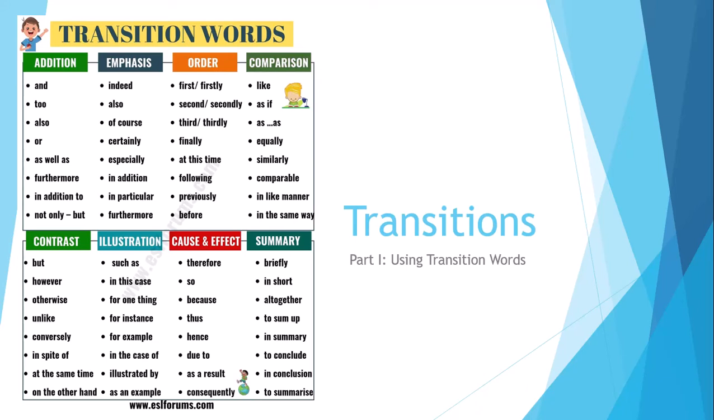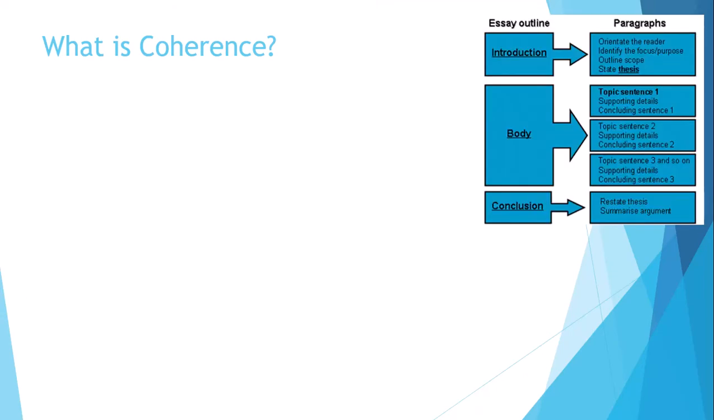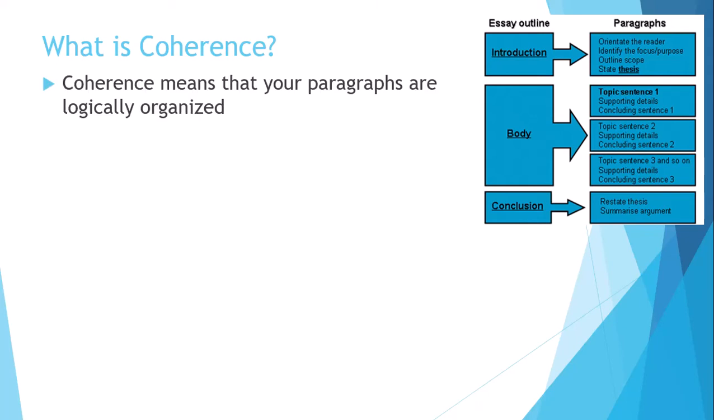So let's get started. What is coherence? Here on the right, we see a little diagram of a typical 5-paragraph essay. You start with your introduction, you have 3 body paragraphs, and then you have a conclusion. That's a pretty typical pattern taught in high school and sometimes in college as well. So coherence basically means that your paragraphs are logically organized. And having an introduction at the beginning and a conclusion at the end is one part of that.